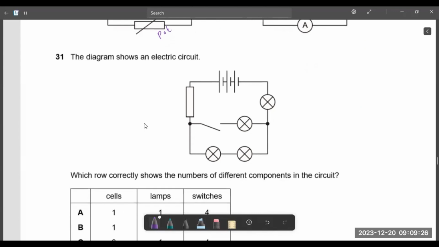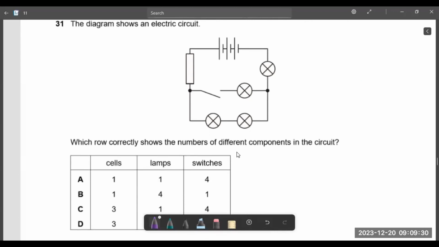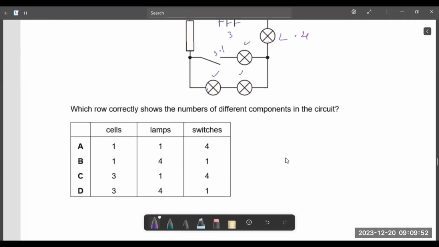The diagram shows an electric circuit. Which row correctly shows the number of different components in the circuit? So here cells are there: 1, 2, 3. Total 3 cells are there. Lamps: 1, 2, 3, 4. So total 4 lamps are there. Switch: 1 switch is there. So the right choice is cell 3, lamp 4 and switch 1. D is the right choice.